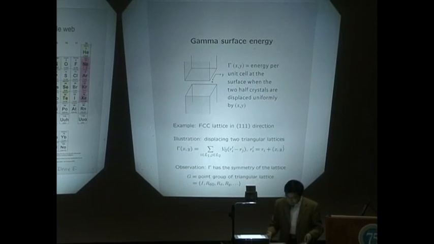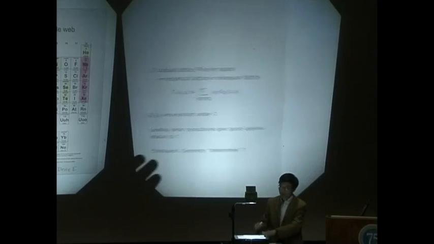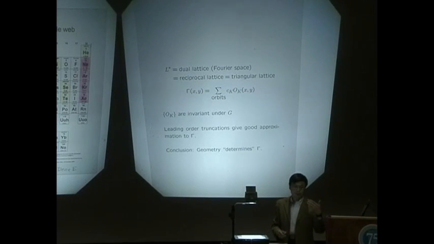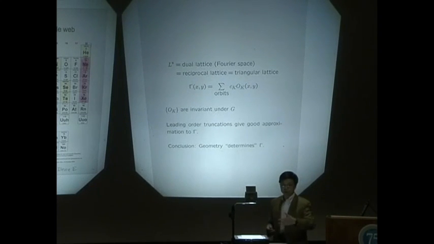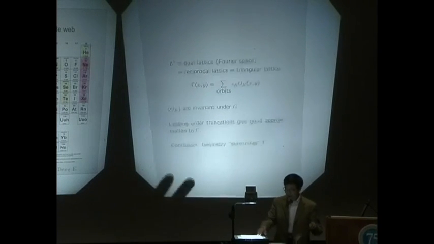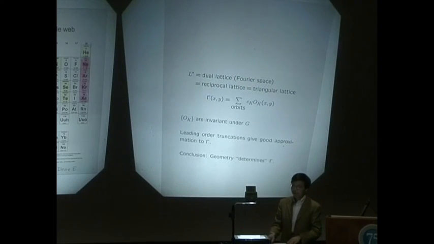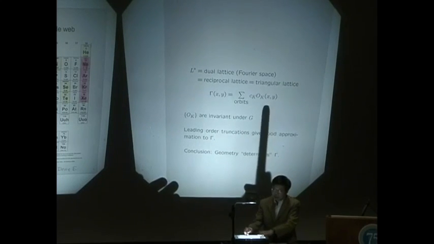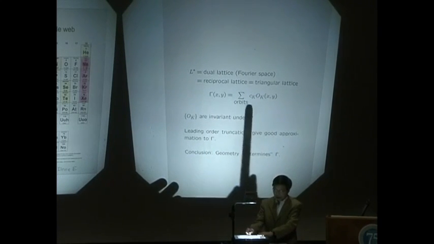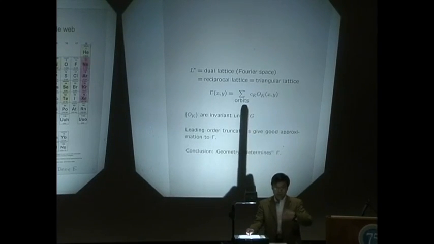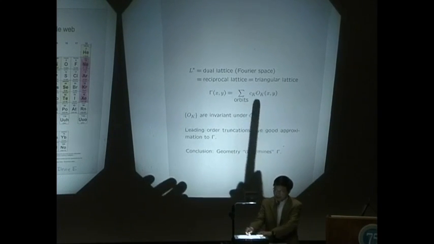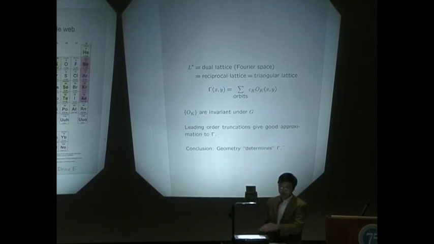Now, an easier way to implement this is to look at the dual lattice, the Fourier transform of this function. The Fourier space, the dual lattice for the triangular lattice, is also a triangular lattice. Instead of looking like this, it looks like this. The group also acts on that dual lattice. So in terms of Fourier transform, we can write down this gamma surface energy in terms of the orbits when you have this group acting on the lattice. And these Fourier-like functions are invariant under the group.